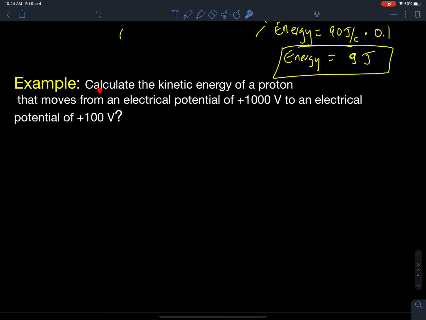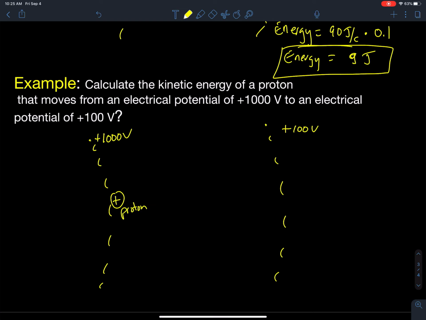But here's a good practical problem. Calculate the kinetic energy of a proton that moves from an electrical potential of 1000 volts to an electrical potential of 100 volts. Let's try to figure out why there's kinetic energy. So here's my two potentials. This is positive 1000 volts and this is positive 100 volts. Now I have a charged particle over there, and that's a proton. That proton is released. I lifted my finger, and it flies to that point over there.